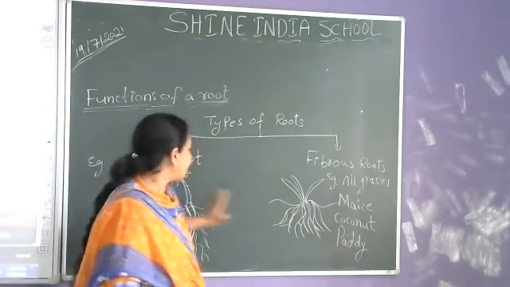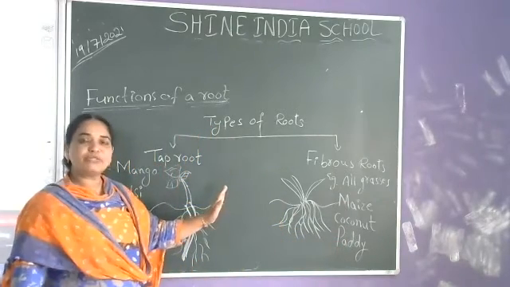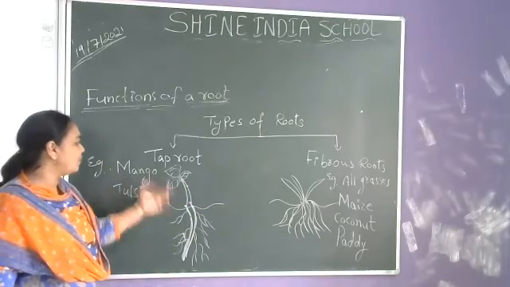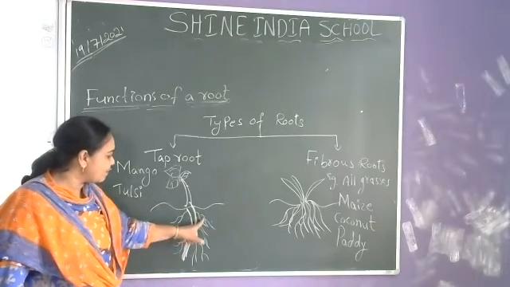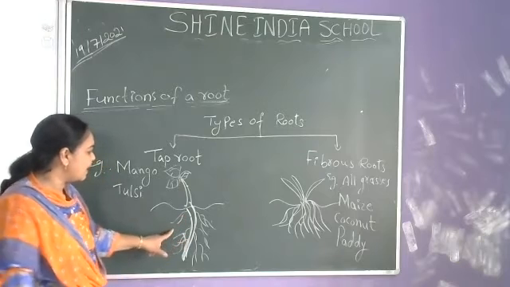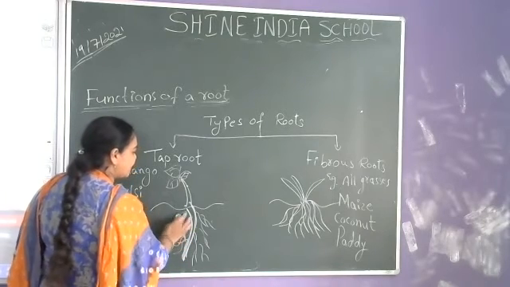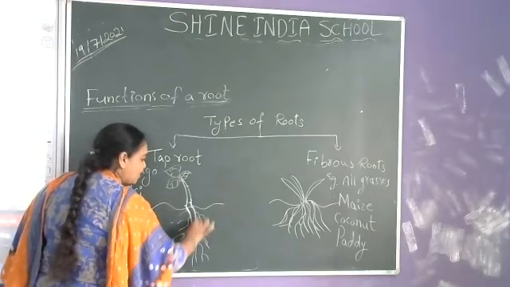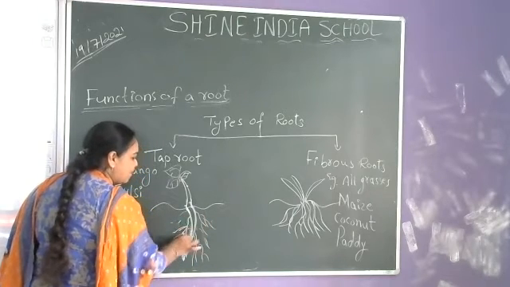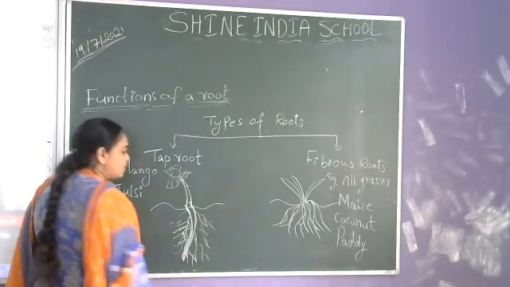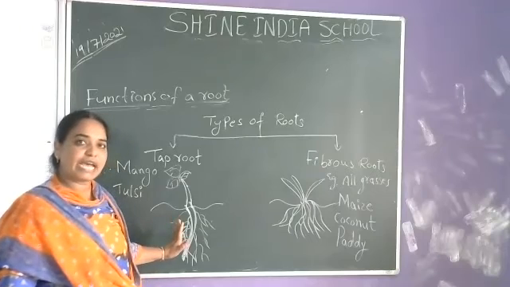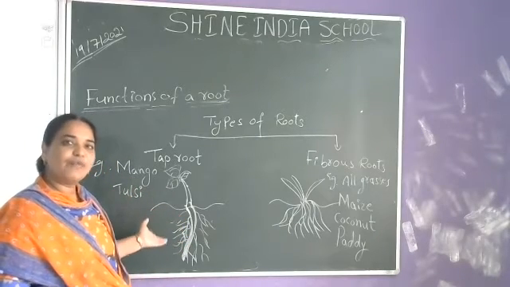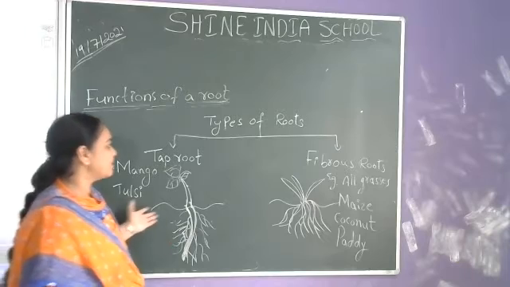Are you clear about the taproot and fibrous roots, children? Taproot means there is one main root. From that main root only, a number of small roots are arising. From the stem only one main root is coming out, and from this main root a number of roots arise. Such roots are called taproots. Examples are mango, tulsi, papaya, and other plants.